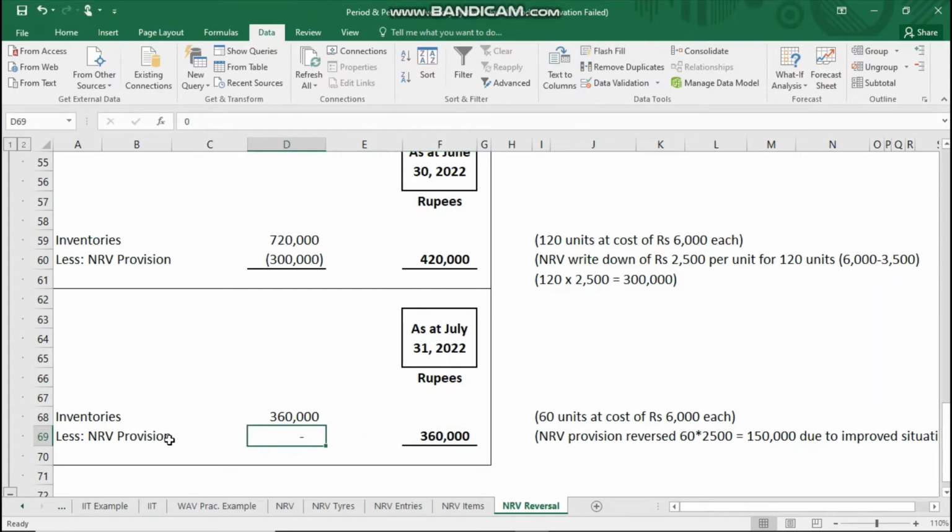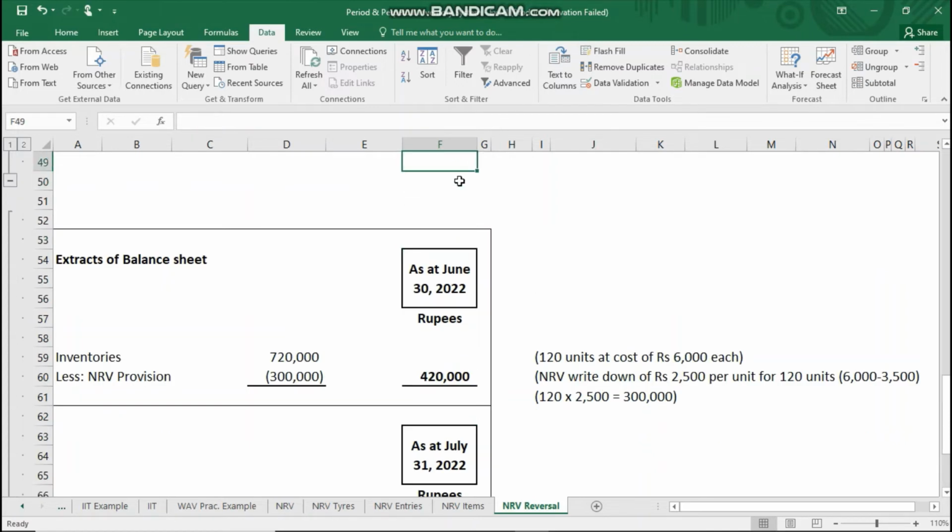Here you can see that there is no NRV provision, because we already reversed this provision through an accounting entry due to the changed circumstances. I only mention this account just to show you that this account becomes zero on July 31st. NRV will be, and inventory will be reported at cost, which is 360,000, 60 units into 6,000 each. So this is how I will show my inventories in the balance sheet as of 31st July.